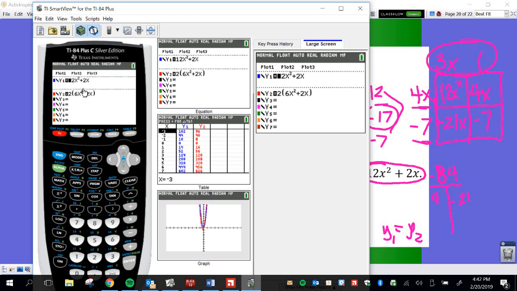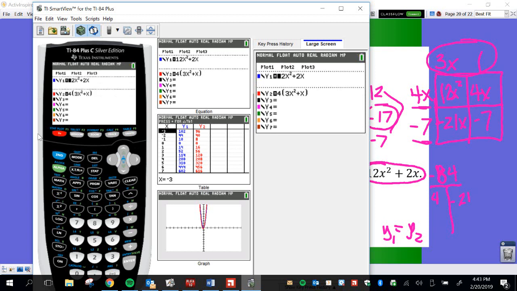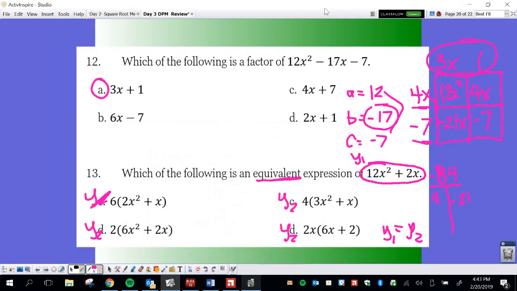So we've got to go back to y equals. And again we're going to clear out y2, and now we're going to try this 4 times 3x squared plus x. So we have 4 and then 3x squared. Look at our table again, and it's still not matching up. So that concludes that the only option that's left, oh, we already said this one didn't work, this one didn't work. So that only leaves us with D, so that has to be our option.